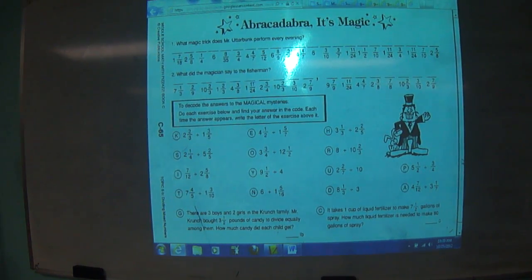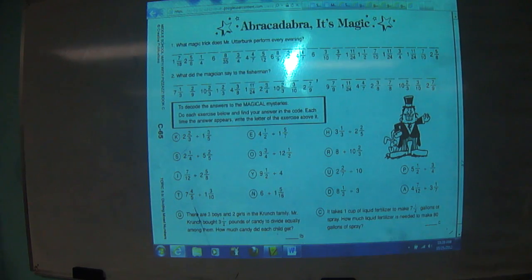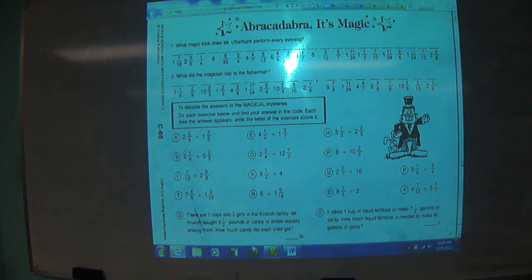Okay, in Abracadabra, it's magic. This is another one that we did, another one like we did with division. But one of the things that was thrown at you was they were mixed number division. Like in multiplication of fractions, you can't divide mixed numbers until they become improper fractions.